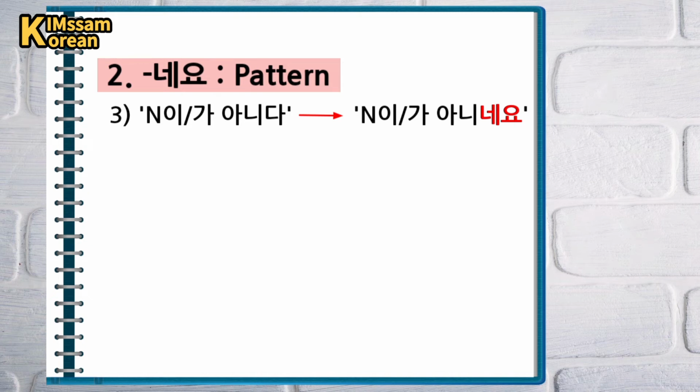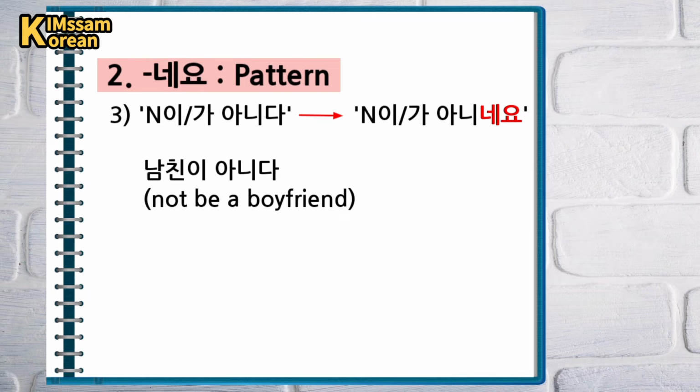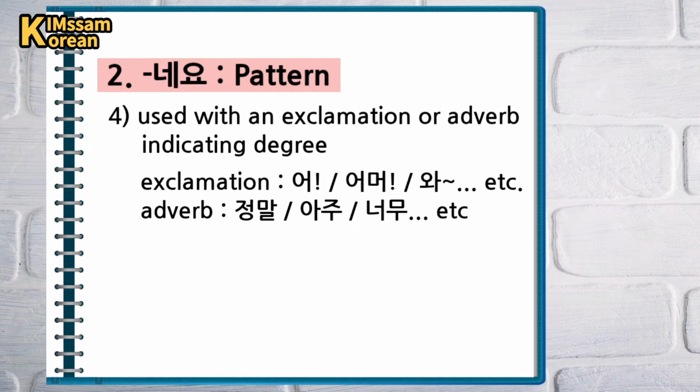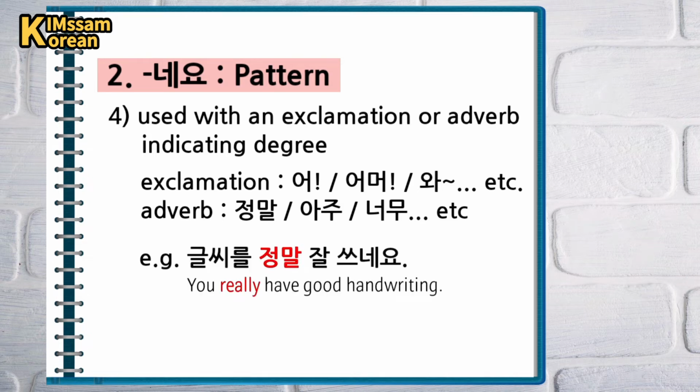3. Noun 이/가 아니다 is changed to noun 이/가 아니네요. For example, 남친이 아니다 is changed to 남친이 아니네요. 4. Neyo is often used with an exclamation or an adverb indicating degree. For example, 글씨를 정말 잘 쓰네요.